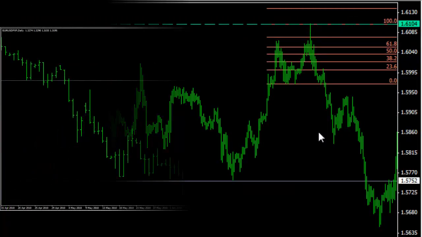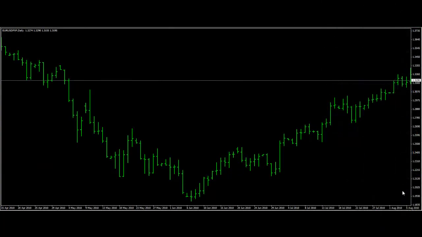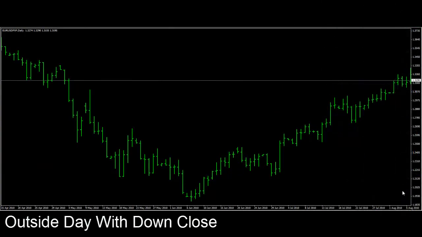Okay folks, we're going to look at another pattern that I gleaned from the great work of Larry Williams. This is a very old pattern, way back in his early work, but it's a dandy. What this is, is an outside day with a down close. We're looking at a daily chart, the Fiber, Euro USD pair.